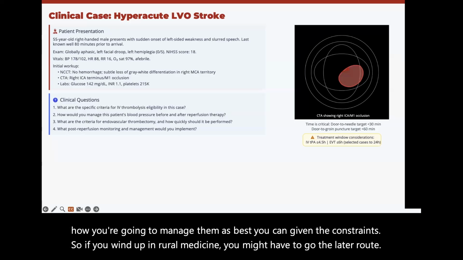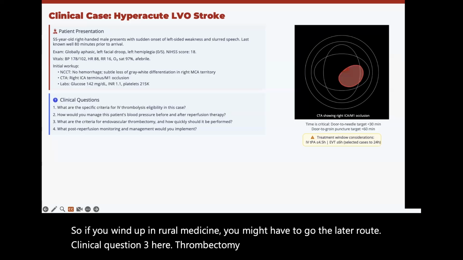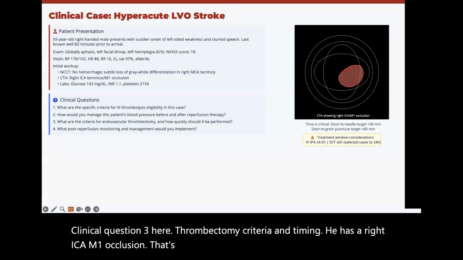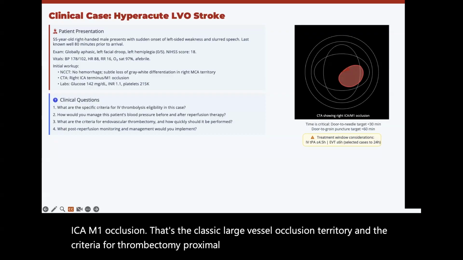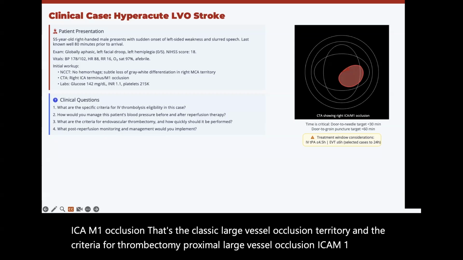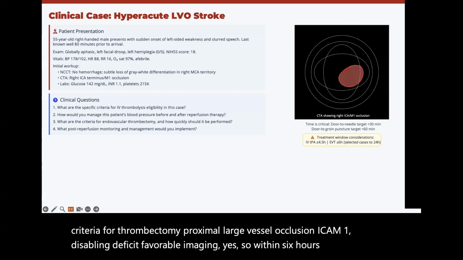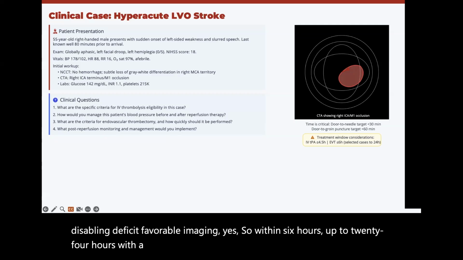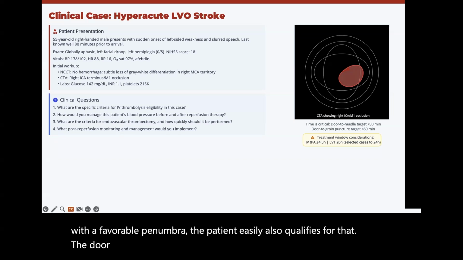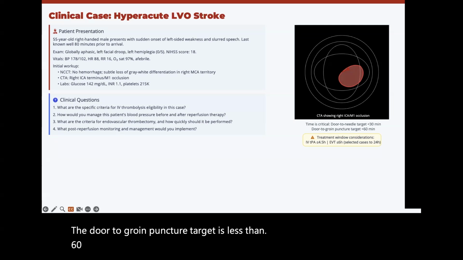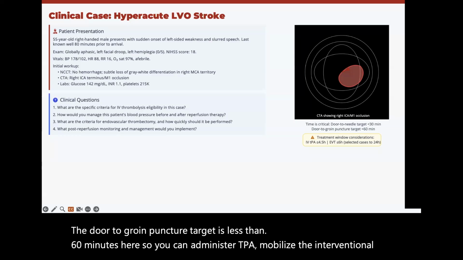Clinical question 3 here, thrombectomy criteria and timing. He has a right ICA M1 occlusion. That's the classic large vessel occlusion territory. And the criteria for thrombectomy: proximal large vessel occlusion, ICA M1. Disabling deficit, favorable imaging, yes. So within 6 hours, up to 24 hours, with a favorable penumbra, the patient easily also qualifies for that. The door to groin puncture target is less than 60 minutes here. So you can administer TPA, mobilize the interventional team, no delays, move this along.